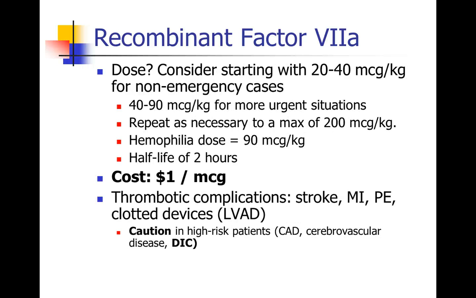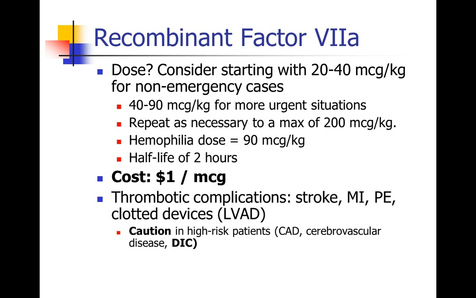Nobody really knows the right dose for this drug. A lot of people will start with 20 to 40 micrograms per kilogram if it's a non-emergency case. If it's a more urgent situation, they may double or triple that dose, and continue repeating until you get to about 200 mics per kilogram maximum. Just as an aside, if you are giving this for a hemophiliac, which we don't really do anymore because we can get recombinant factor 8 or factor 9, the recommended dose is 90 mics per kilogram.